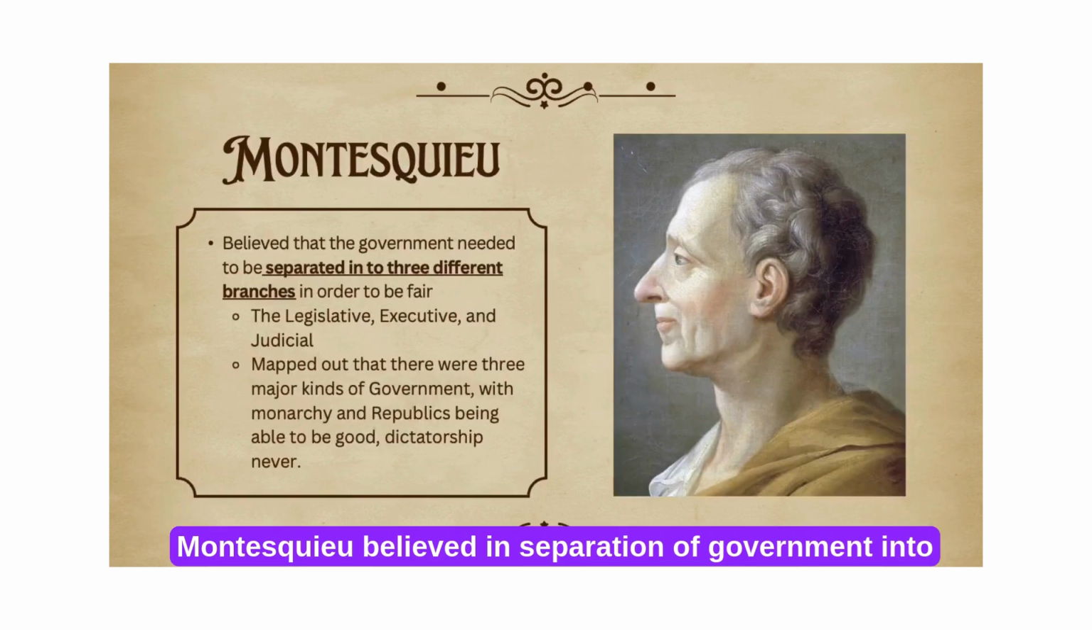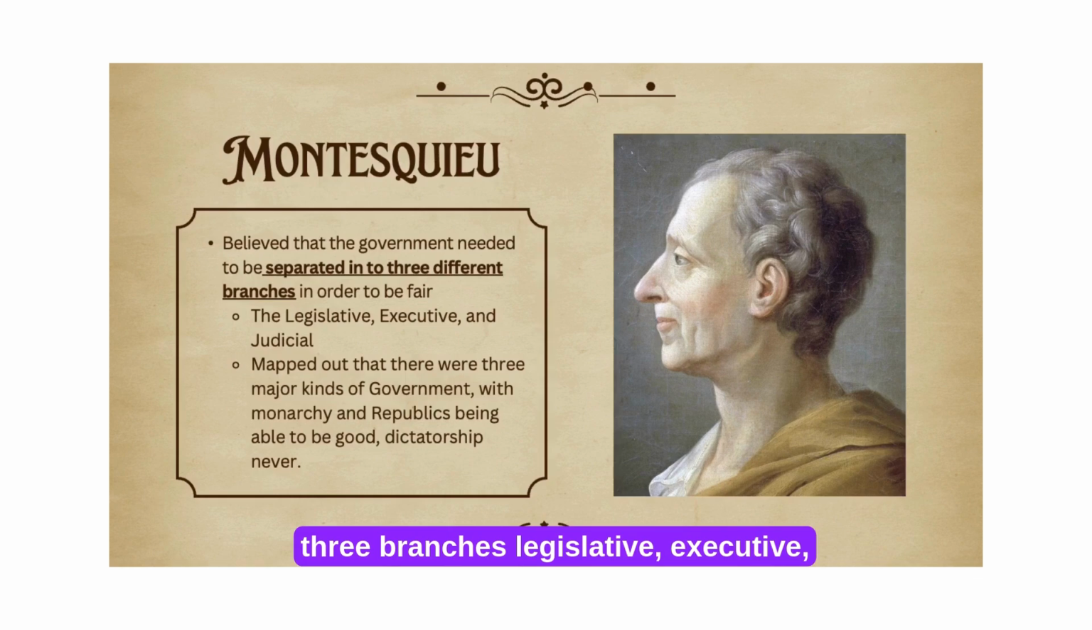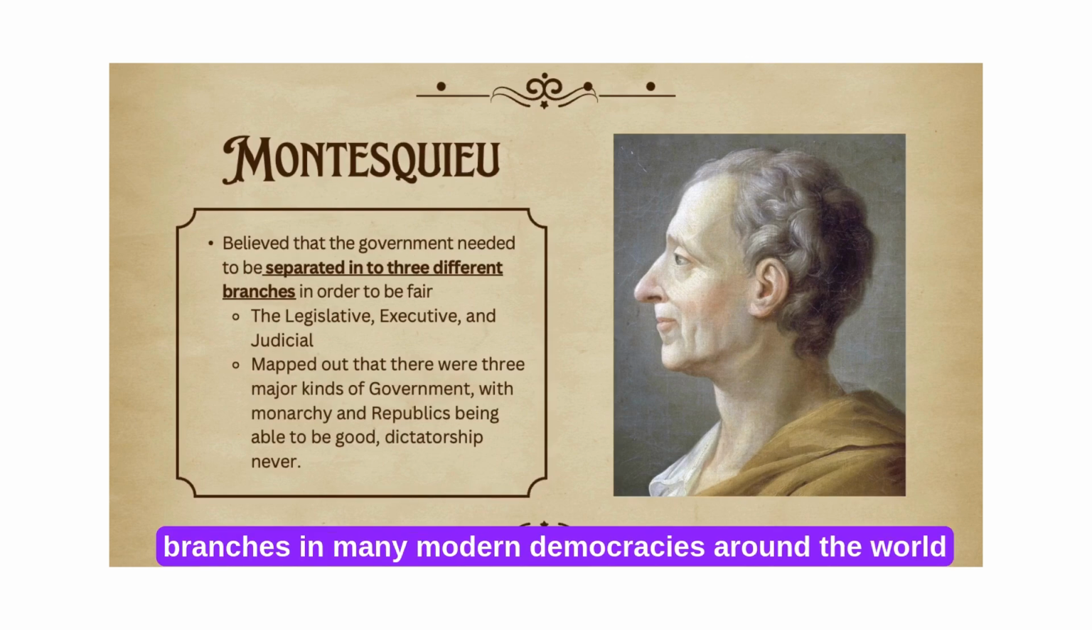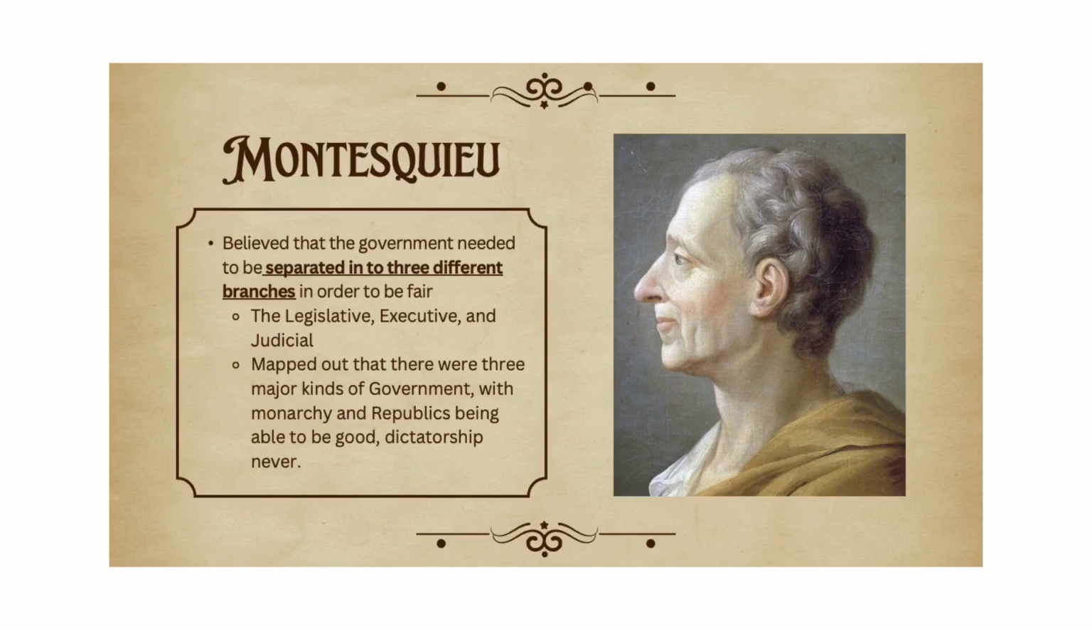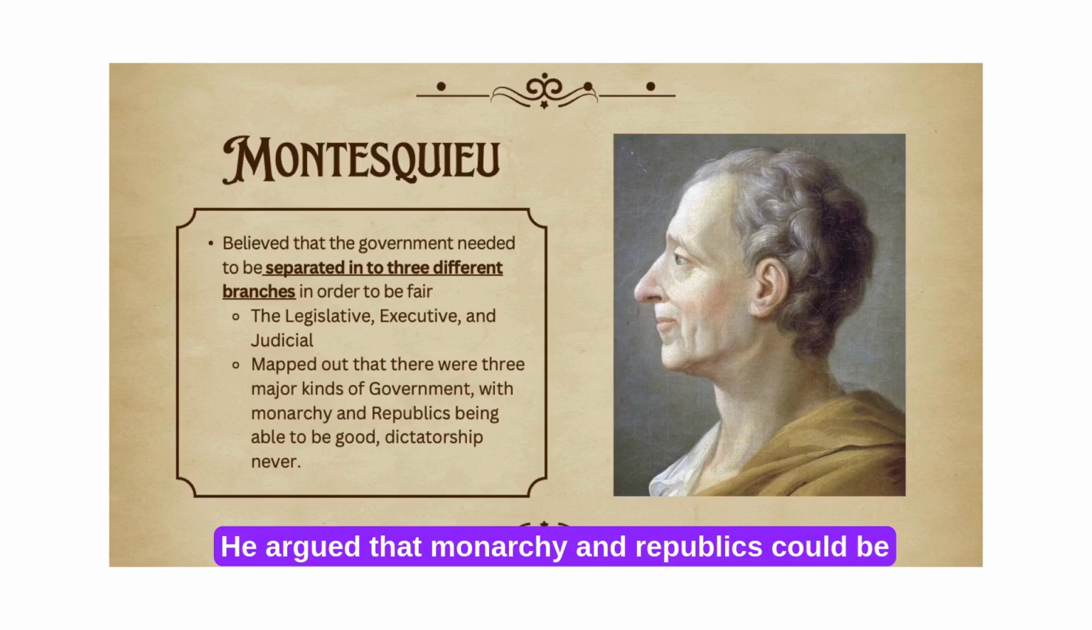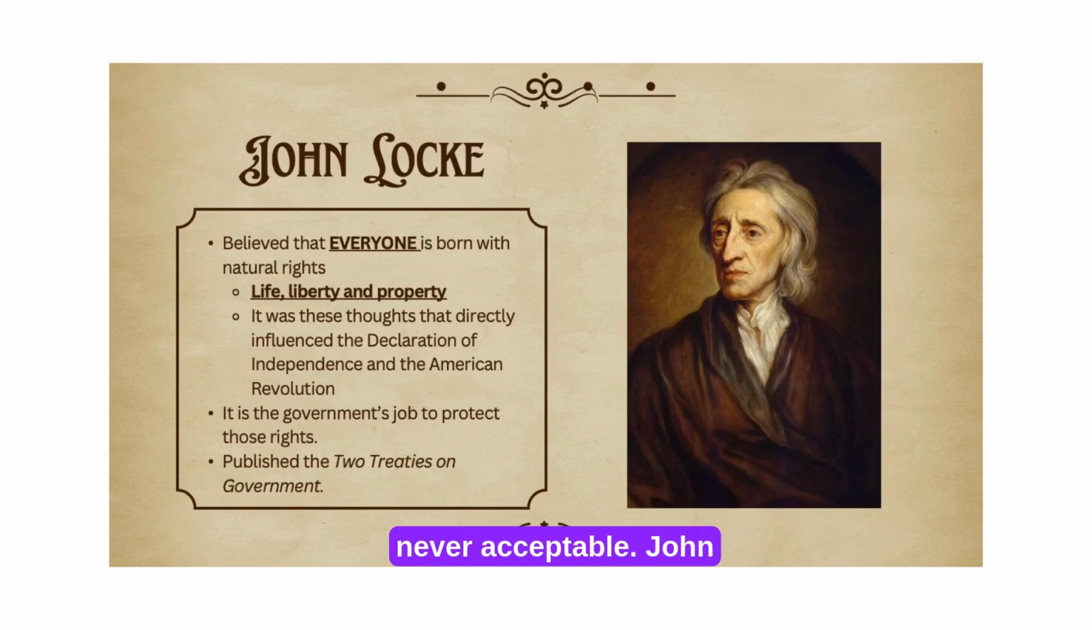Montesquieu believed in the separation of government into three branches: legislative, executive, and judicial. These are the same three branches in many modern democracies around the world today, including the United States. He argued that monarchy and republics could be good forms of government, but dictatorship was never acceptable.